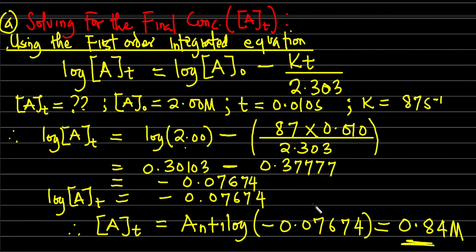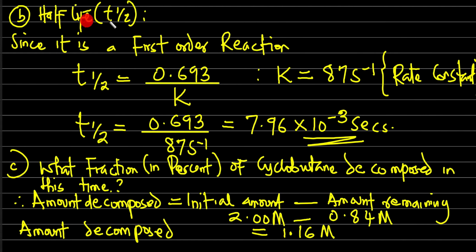Now let's look at the next question. The next question says we should solve for the half-life. Right, remember I told us that half-life for every order of reaction have their different formulas. So for first order reaction, the half-life is 0.693 all over K, where K they gave us to be 87 per second. That's the rate constant. So very simple, insert the K here. So when you insert the rate constant into this formula, we have 7.96 times 10 raised to the power minus 3 seconds. So the half-life becomes 7.96 times 10 raised to the power minus 3 seconds.